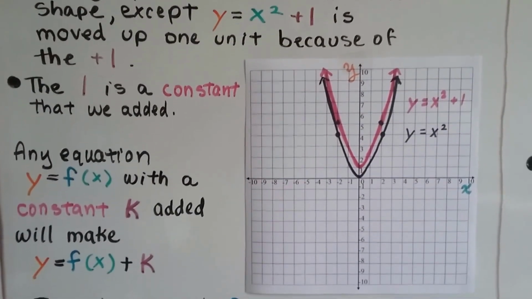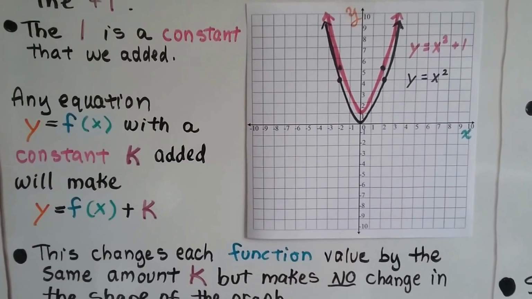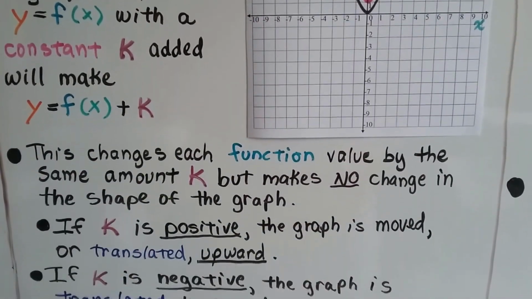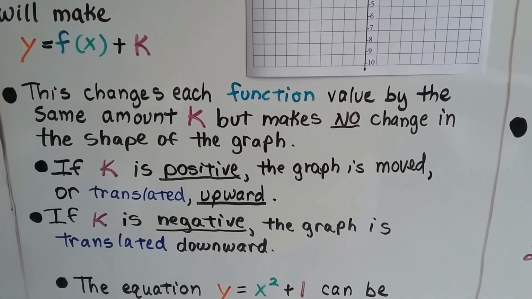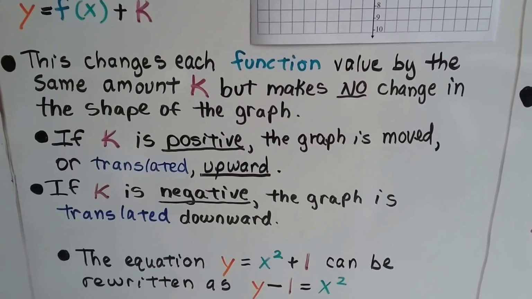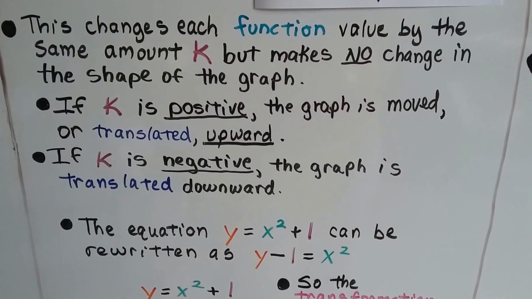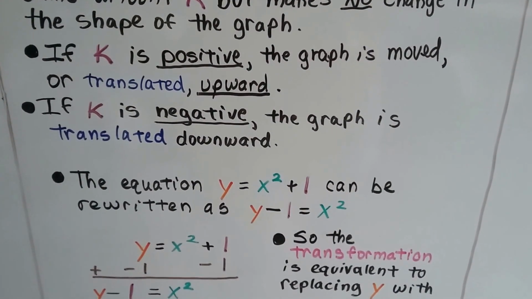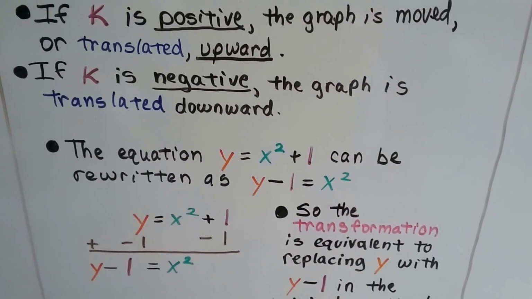Any equation y equals the function of x with a constant k added will make y equals a function of x plus k. This changes each function value by the same amount k, but makes no change in the shape of the graph. If k is positive, the graph is moved or translated upward. If k is negative, the graph is translated downward.